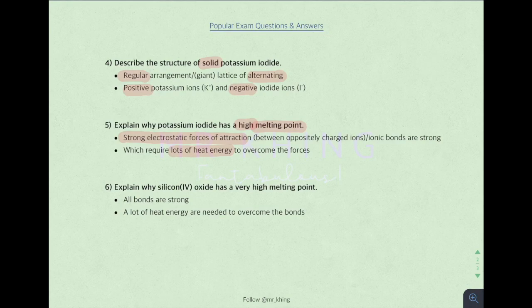Next, why does silicon dioxide have a high melting point and boiling point? We know that this is an example of a giant covalent compound, a macromolecule. So all the bonds are strong. Therefore, a lot of heat energy is needed to overcome the bonds.